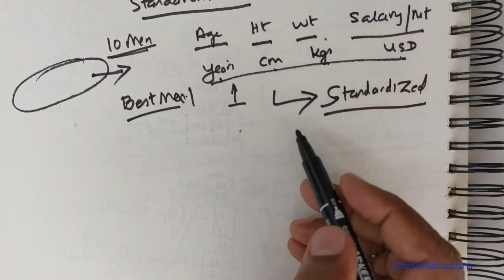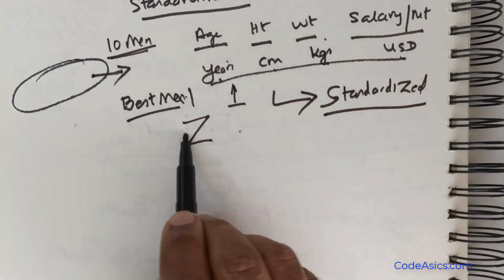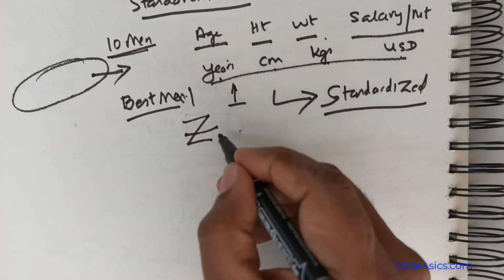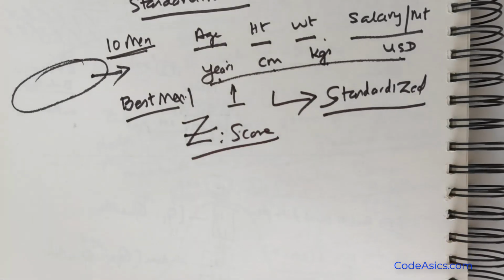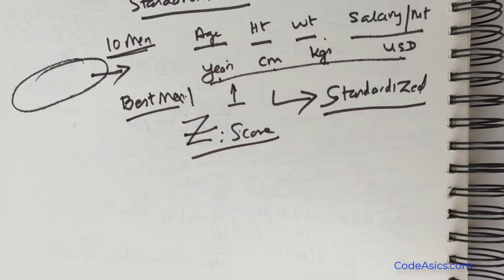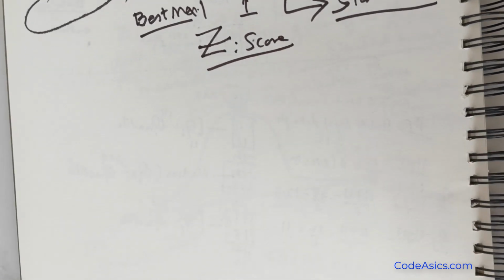And that standardization is given by the z-score. Without the z-score, you wouldn't be able to compare who is the best person or the best man. You follow me? So I'm going to do an illustration on this also. So now let's do some illustration. Let's do some examples. Okay, so the first example is very interesting.